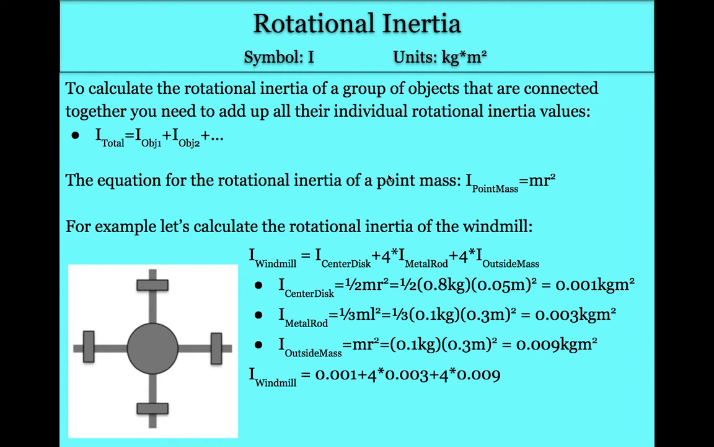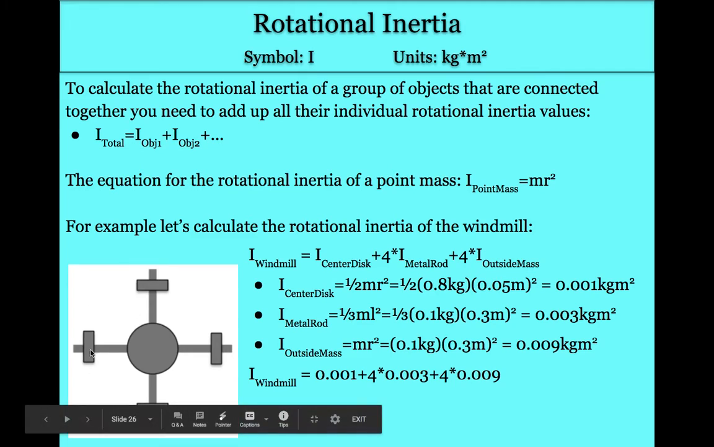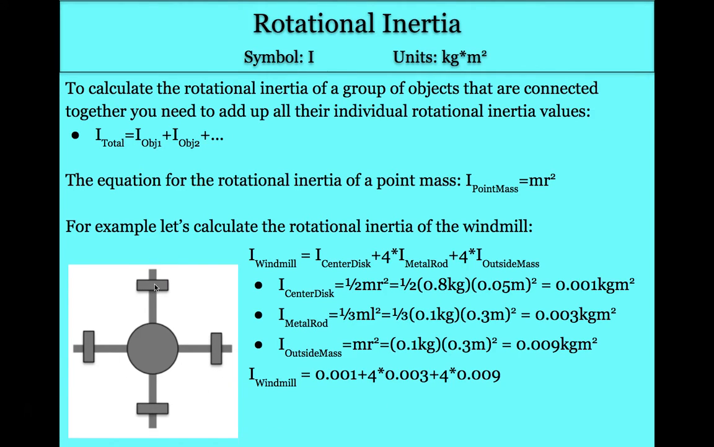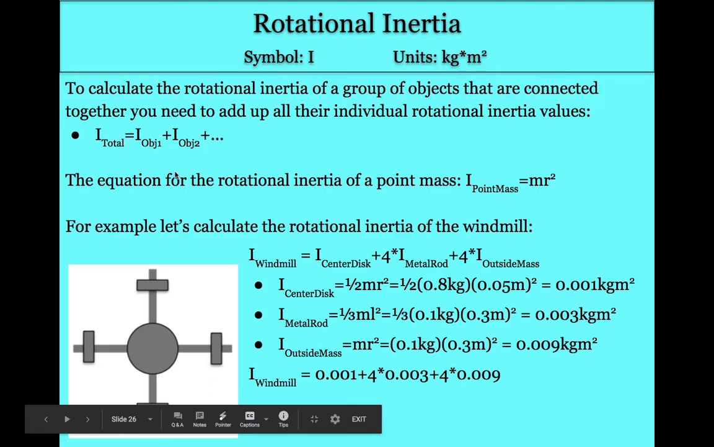One thing we didn't quite get to today is how we calculate rotational inertia. If we've got a group of objects that are connected together, you would need to add up all their individual rotational inertia values to get the total. We're going to look at an example. Pretend this is our windmill with lots of pieces: a center disc, 4 spokes, and 4 outside masses. We're going to pretend those outside masses are all the way on the edge.